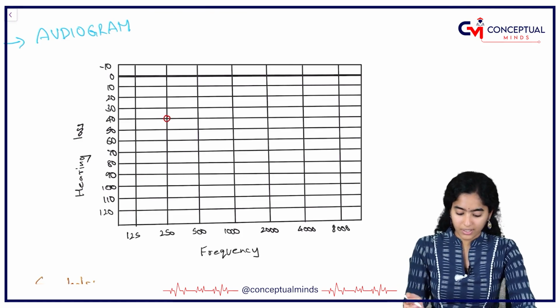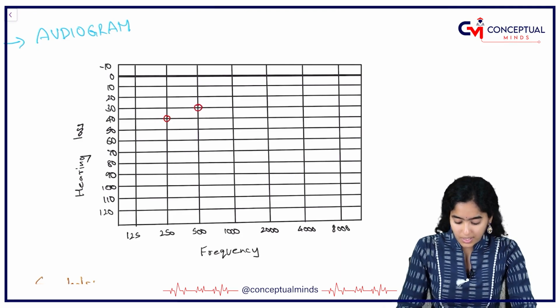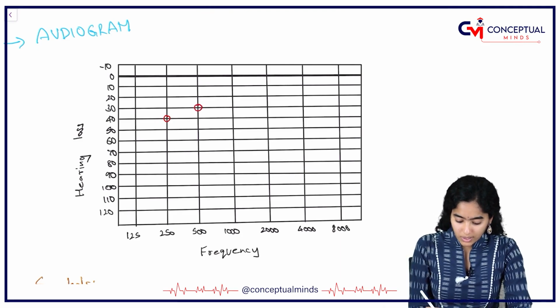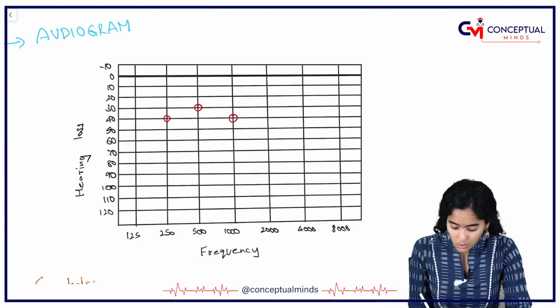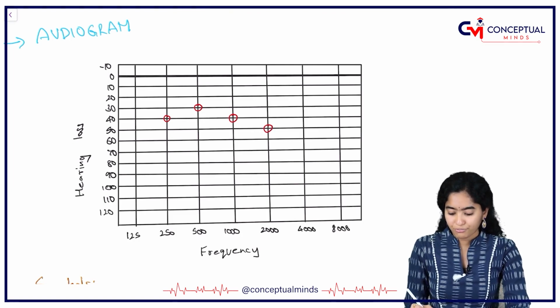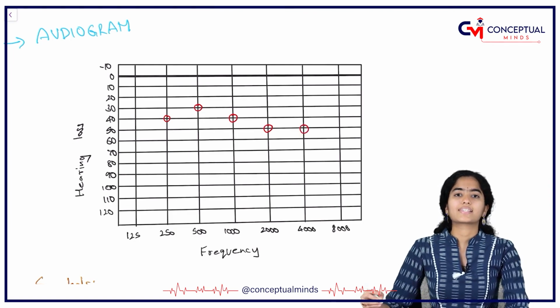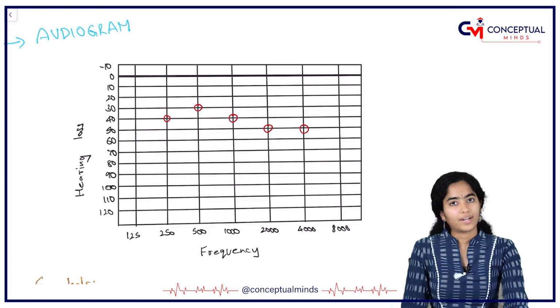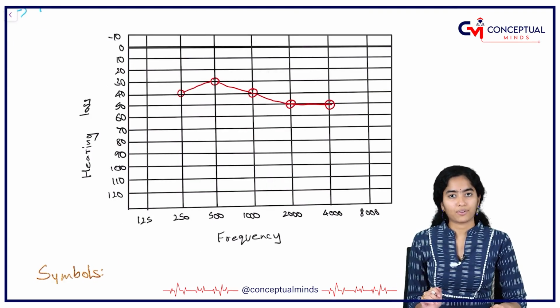Next, at 500 Hz frequency, it is at 30 decibels. And then at 1000, it is again at 40 decibels. At 2000, it is 50 decibels. At 4000 also, it is at 50 decibels. So you mark these circles on the audiogram. Now let us plot the bone conduction graph.